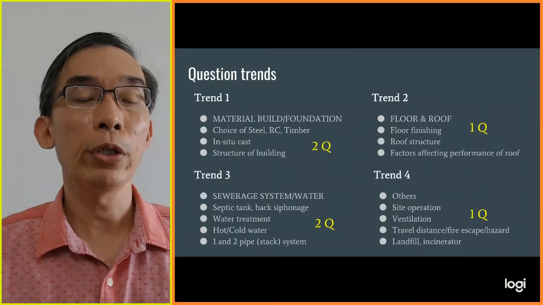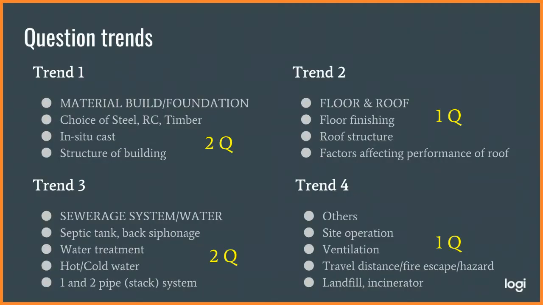So as you can see, for question trends, trend number one is the materials question, foundation question. So this one, choice of steel, reinforced concrete, timber, in situ cast structure of building. Usually come out with one or two questions. Trend number two is that they will still ask things about roof especially, and then floor finishes. So this one is a repeat of part one. So part one and part two repeat a lot on roof and floor. Third is all the water related, water treatment, septic tank, water treatment cycle, how to do filtration, what are the sediments, how to have drinking water. So this is question three, so essay writing plus some chart.